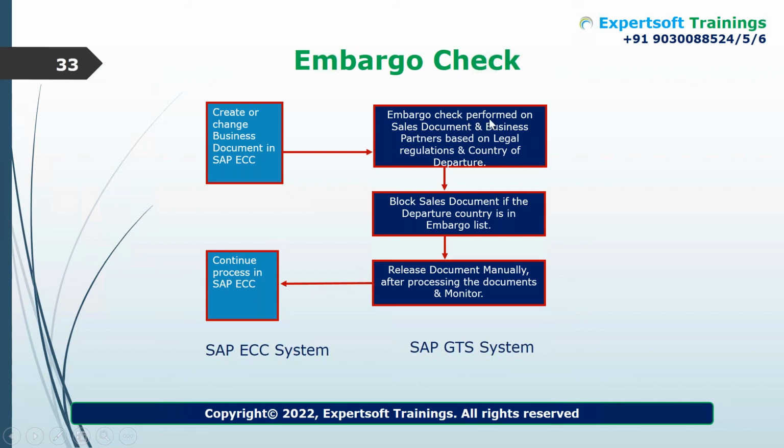Your destination country will be picked from your business partner data, and your departure country will be picked from your legal regulation and compared against the FTO. By FTO, I mean the company code or the plant where you're shipping the product from. Could you explain the last sentence again, please? Release document manually, after the embargo check is performed, you said. See, basically the embargo check is performed based on two factors.